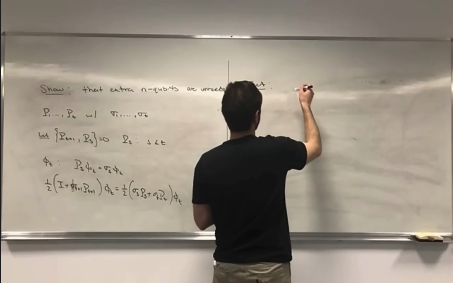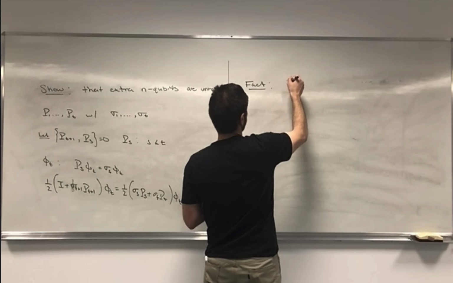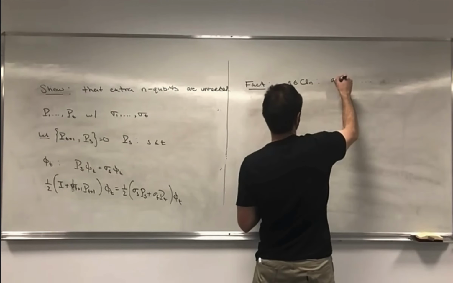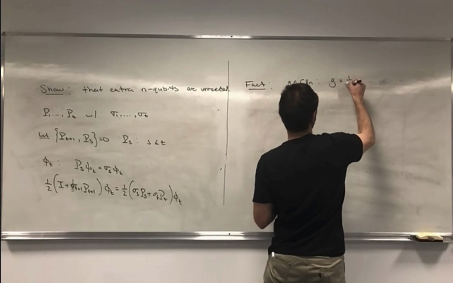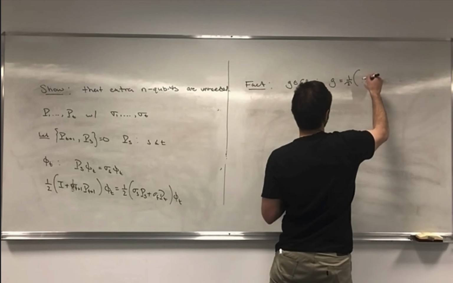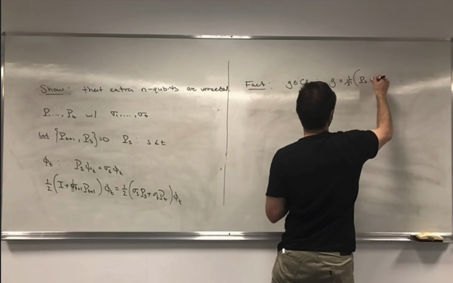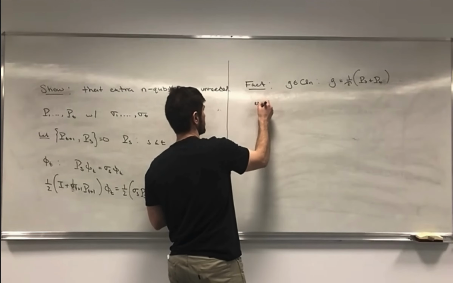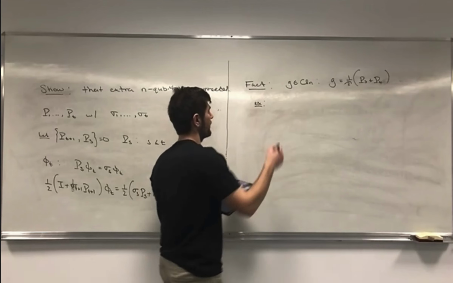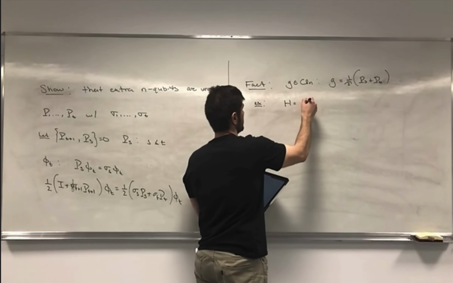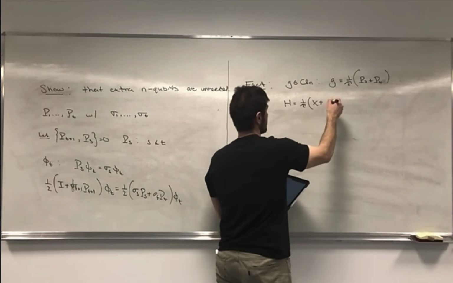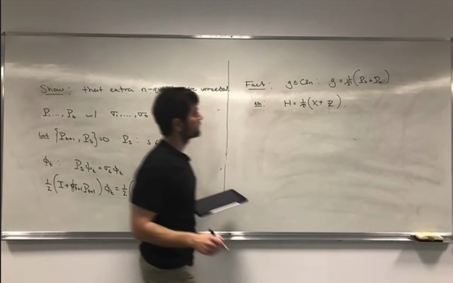So for example, we have that there is some G element of Clifford n such that G is equal to 1 over the square root of PS plus PT, where these anti-commute. So just to give an example, the Hadamard gate is 1 over the square root of 2 times x plus z, for example.